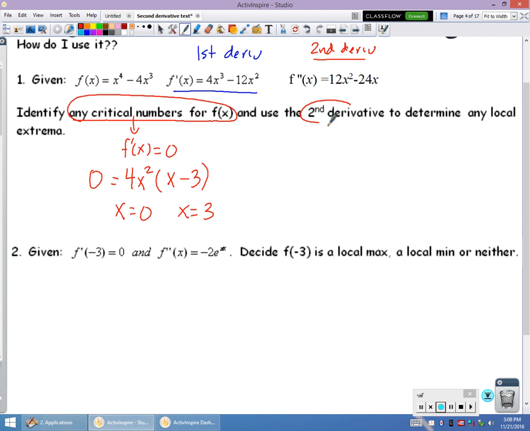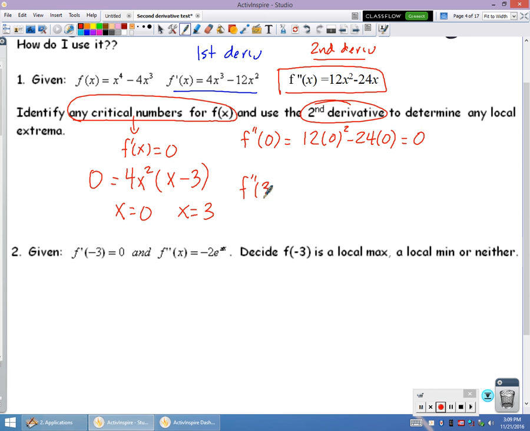Now we're going to use the second derivative, not the first derivative, to determine any local extrema. So we do not have to make a number line when we're using the second derivative test. The second derivative test says we're going to take those critical numbers and substitute them into the second derivative. So the second derivative evaluated at 0 for this particular function is 0, so we cannot determine whether or not there is a local max or a local min using the second derivative test. Let's just see what happens at 3.